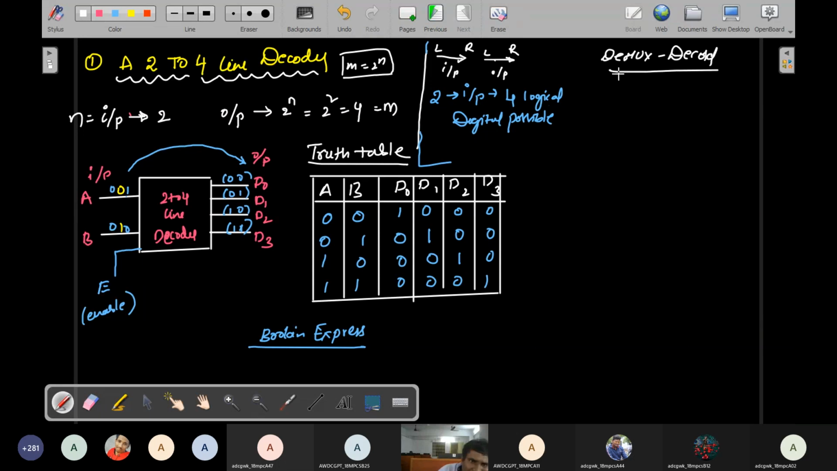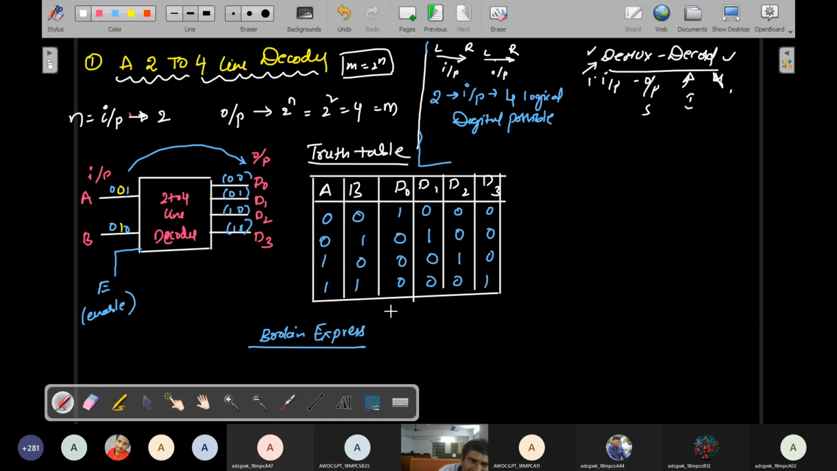If you understand the demultiplexer operation, then you can understand the decoder operation also. The only difference is that in a demultiplexer we take only one input but several outputs, but in the case of a decoder we can choose a number of inputs as well as a number of outputs. That is the only difference between demultiplexer and decoder, but both operations are the same and we use both devices for the same purpose.